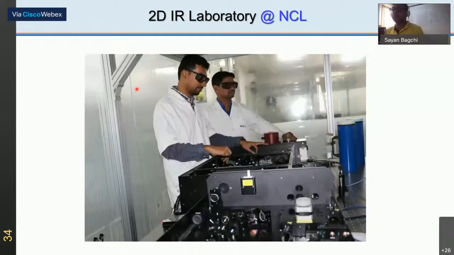So here you see the students. This is actually the first 2D IR lab in India, and there are a few labs abroad, of course. And 2D IR is a novel technique. I'd say the first experimental result paper on 2D IR came in 2000, so it's not even a 20-year-old technique. You have to align the system, and there are a lot of optics involved. But things have become much easier. When I did it as a student, we took a long alignment. Now it doesn't take that long to align.